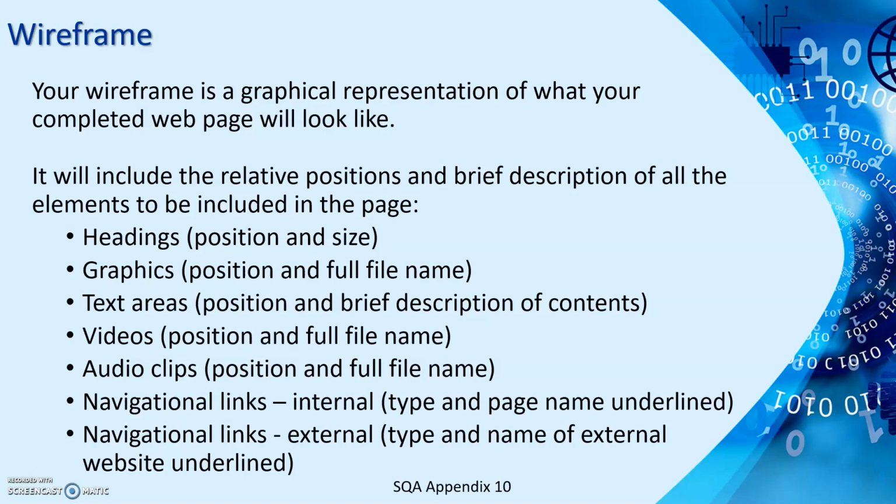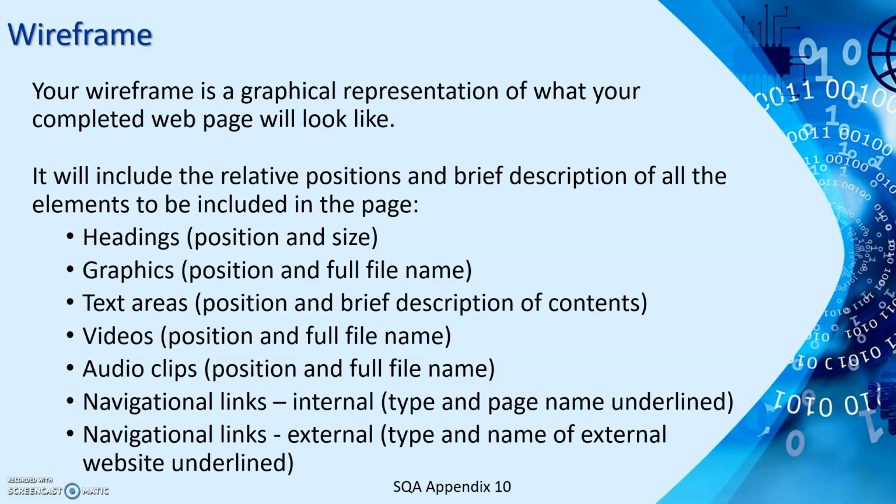These slides come later, explanations for that. For the text areas, you need to show the position and a brief description of the contents. You do not write out all the information that will be in the text area, just say information about whatever it is. Then you'll show where the videos are going to be, their position and their full file name. Where any audio clips would be, the position and the full file name. Now by full file name, I mean you've got to include the file format at the end of the name. You guys know about MP3 files, so if it's singing.mp3, that's what you would write out.